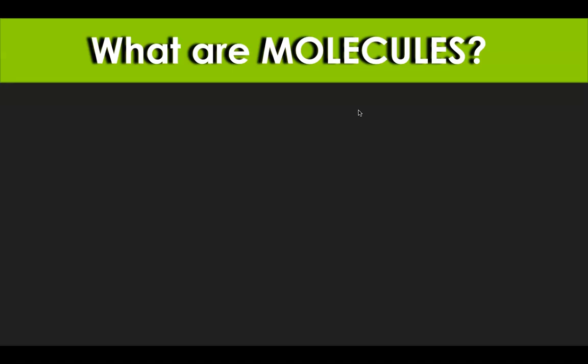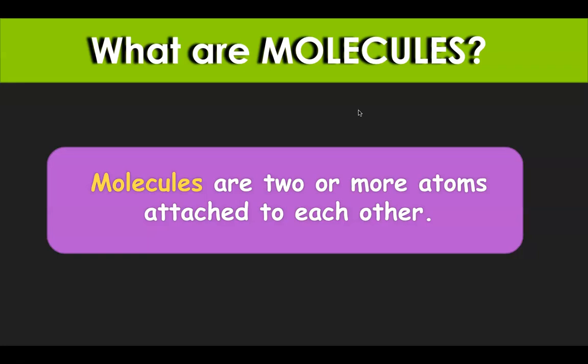And our final term for today is molecules. So what are molecules? Molecules are just two or more atoms that are attached to each other. So molecules are two or more atoms attached to each other. So far, we have a definition of matter. Matter is anything that has mass and takes up space. It's made up of atoms and molecules. Atoms are the smallest particles of matter, and molecules are just two or more atoms attached to each other.